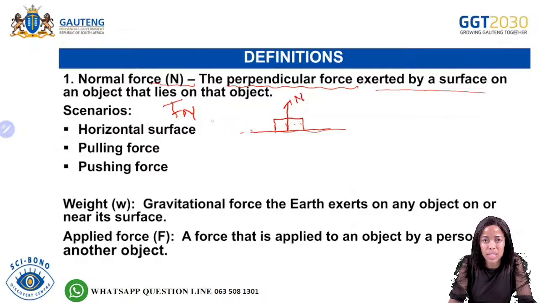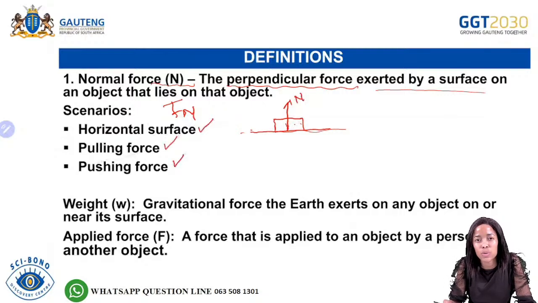Then we have different scenarios in terms of the normal force. Number 1, we'll have a scenario where you have the horizontal surface. Number 2, we'll have a scenario where you have a pulling force. Number 3, we'll have a scenario where you have a pushing force. So with this illustration that I did here, it is when you have the normal force on a horizontal surface. Horizontal surface, remember, it lies around the x-axis. Then the pulling force and the pushing force, I will do them later on.